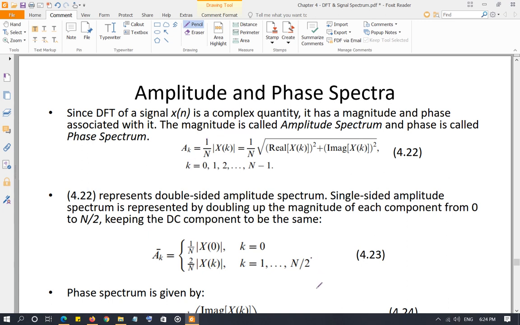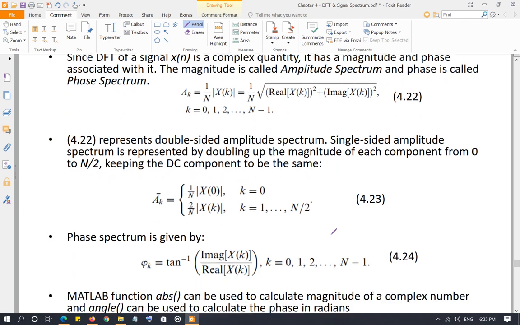So basically, from the folding frequency, you fold from 0 to fs. From fs by 2 to fs, you fold on top of 0 to fs by 2. So each component that will be aligned, the magnitude of that component is going to be doubled, because you're adding the two similar components, and that's why you see 2 over N. So that's the single-sided amplitude spectrum.